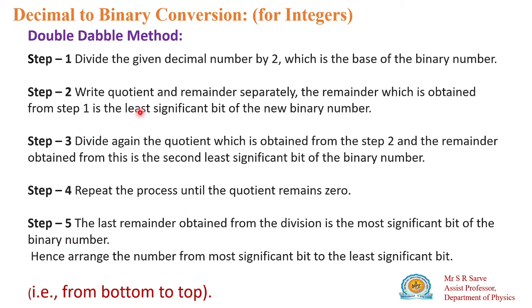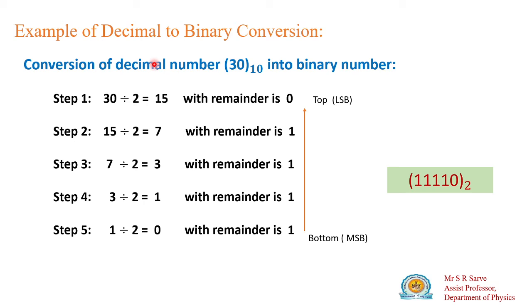So these are the steps. Now you are getting somewhat confused. We will take one example, then you will understand it. Okay, step by step. So these are the steps to convert a decimal number into a binary number. Okay, let's take one example, then everything will be clear.